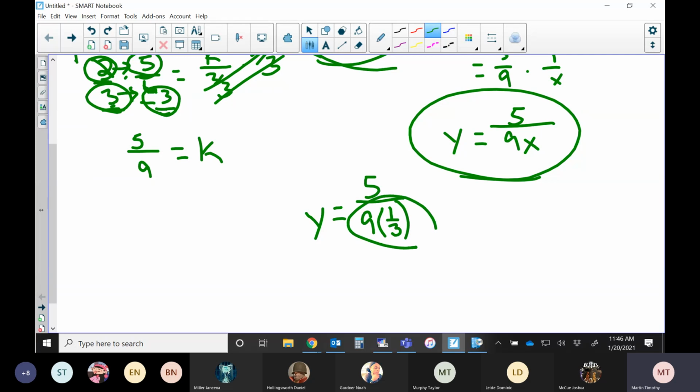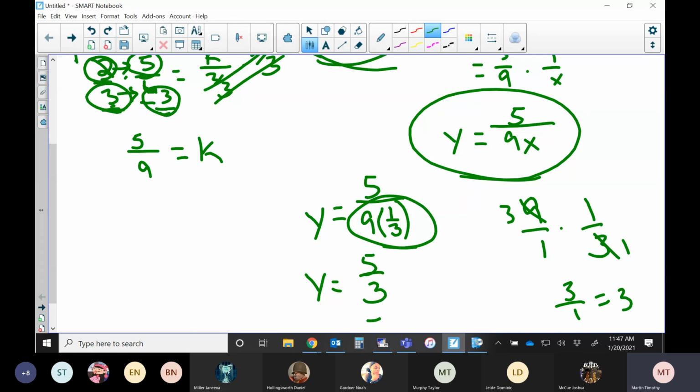And then 9 times 1/3. We've just been going over this. We need to keep going over fraction work. What did I tell you you can do? Cross simplify. 1, 3. This turns into 3 over 1 or 3. And I end up with Y equals 5 over 3. So Y is 5/3. That's the second part of this question.